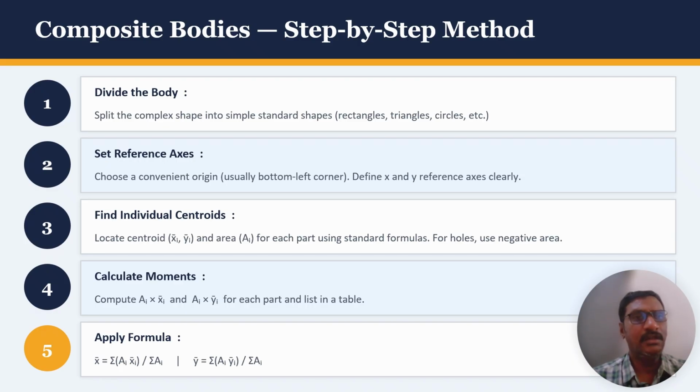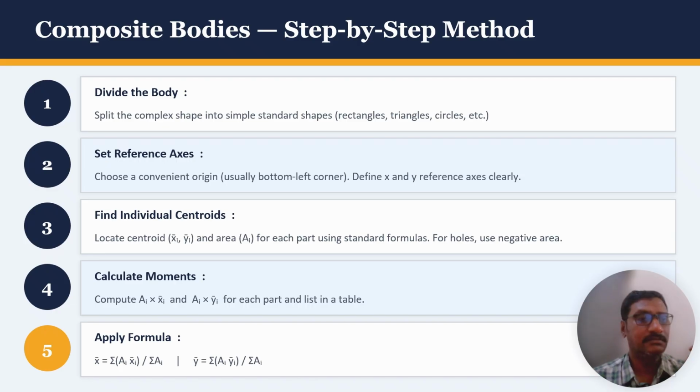Fill in all rows, then compute the totals at the bottom. Total area equals sigma Ai, total Ai x bar i equals sigma Ai x bar i, and total Ai y bar i equals sigma Ai y bar i. This tabular method is organized and easy to check, so we can minimize the errors also. In your examinations, always present a solution in this good tabular format. It shows clear methodology and earns full marks even if you make a small arithmetic error.